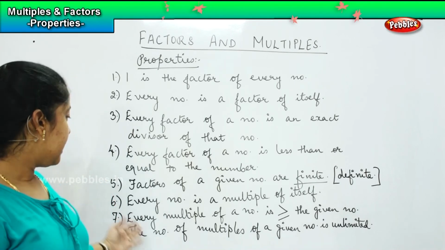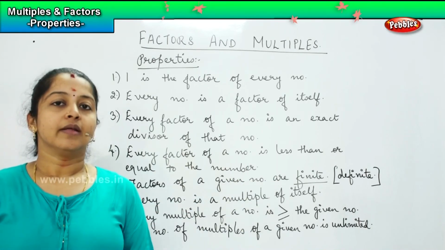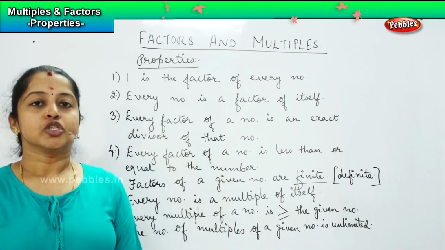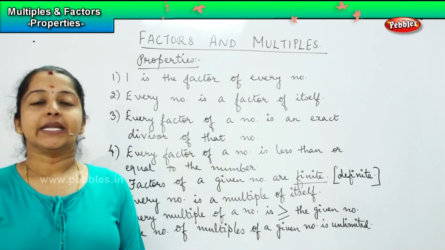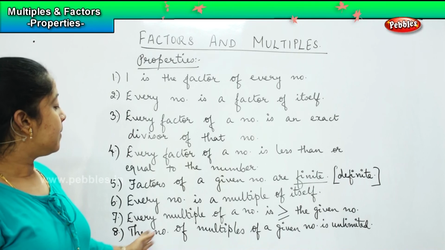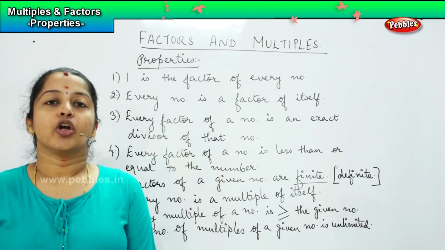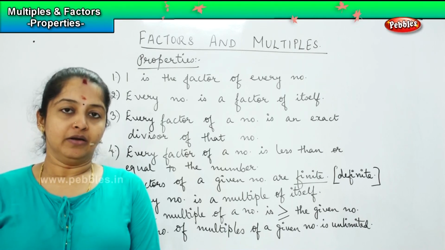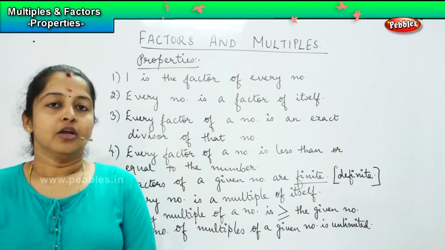The next one, every multiple of a number is greater than or equal to the given number. Since we know that a multiple is the product obtained by multiplying two or more factor values, the multiple value is always greater than, or equal to, the given number. It can never be lesser than the given number. Clear? And the last property says the number of multiples of a given number is unlimited. So if you keep on multiplying, you can keep on getting multiple values. There is no end to finding the multiple values. Clear? So these are the basic properties which we will be following in today's class.